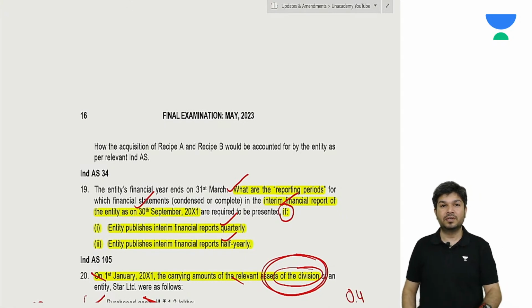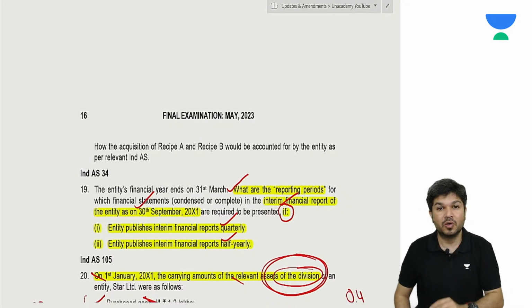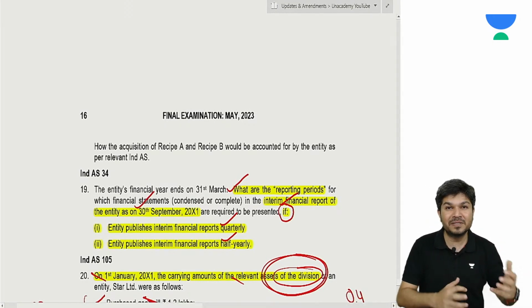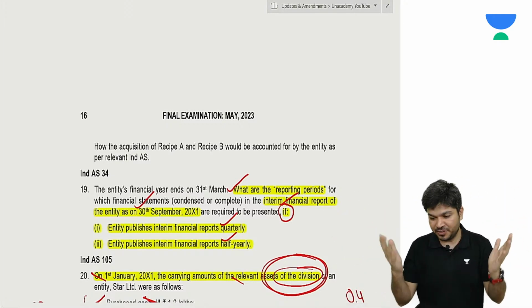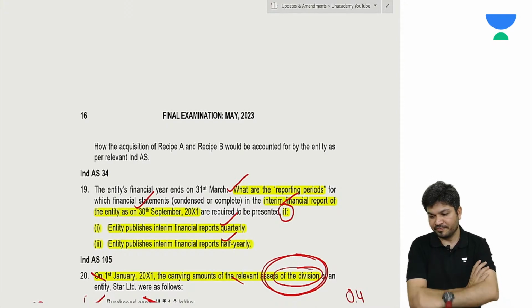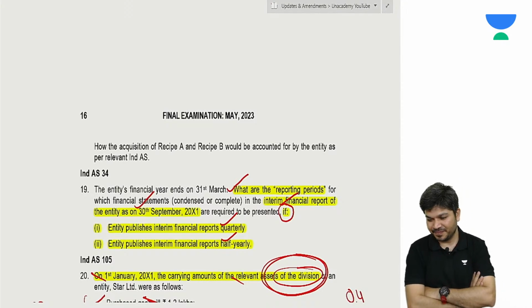Acha, number 2. When do I say that it is a discontinued operation? It doesn't mean it should have been discontinued. Even if it meets the criteria for held for sale, still it's a discontinued operation. So division hai, it meets the criteria for held for sale, it becomes a discontinued operation. Are you clear, Venkatesh?